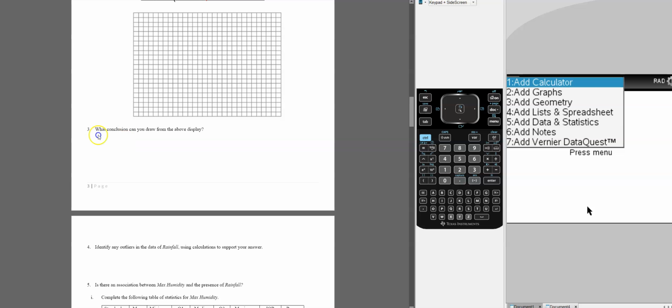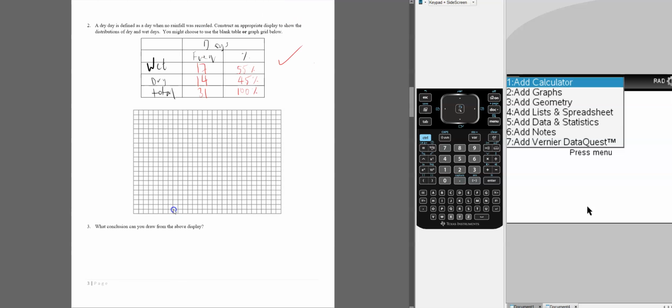Now the next question says, what conclusion can you draw from the above display? So I guess the thing that you need to understand is that if there is a significant difference between the data, when I say significant, generally in the exam you'll have a significant number. For example, if this is 70% and this is 30%, okay. If there is a difference, there is an association. Okay, so difference implies an association.